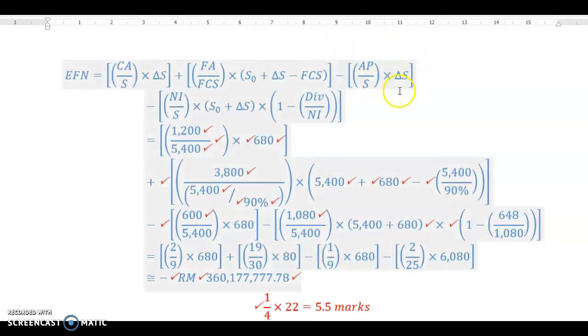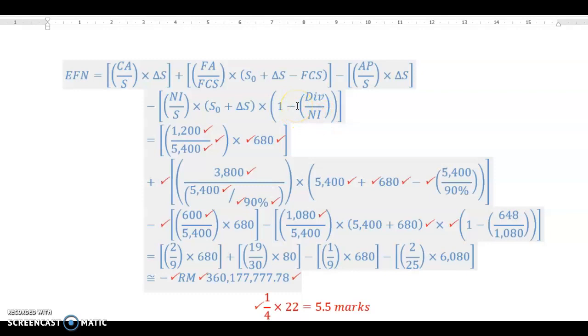Then the third component will be the financing provided by spontaneous financing, which is payables divided by sales multiplied by the change in sales. Then the last part will be financing provided by retained earnings, how much you retain. So this is net income divided by sales, the profit margin, multiplied by the new level of sales, which is the current level of sales plus the increase in sales, multiplied by 1 minus D. This D is dividend divided by net income. We have seen that before.